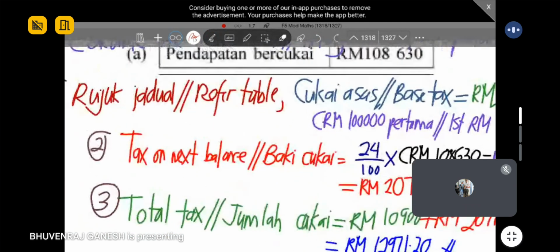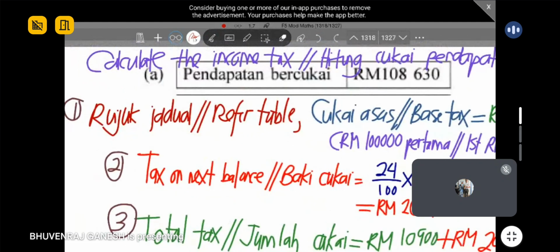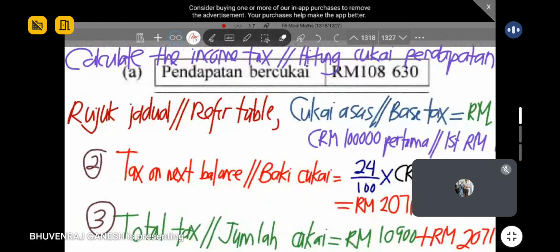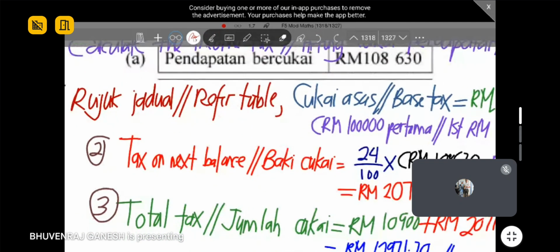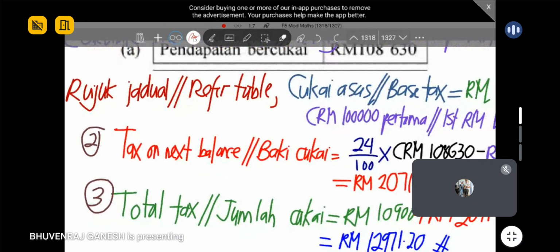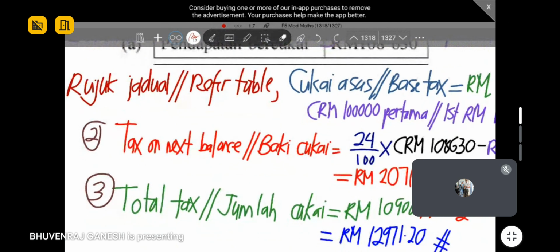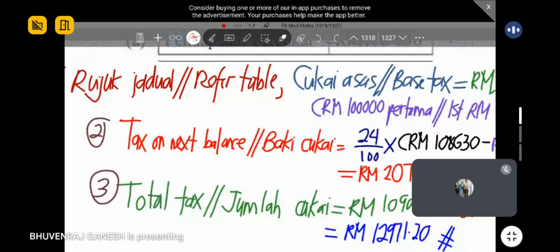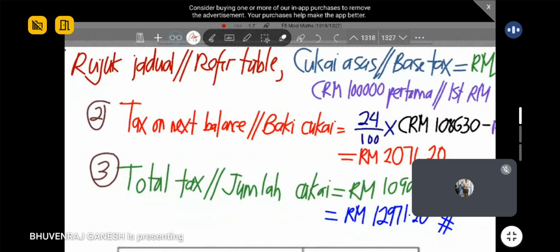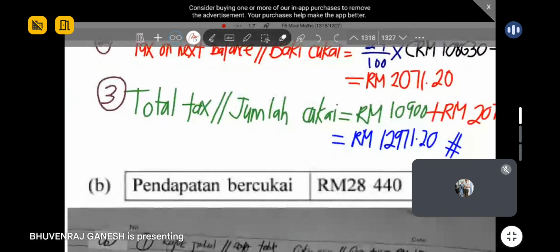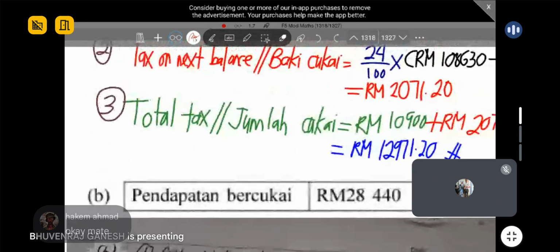So always remember these three steps, guys. Ingat tiga langkah ni. First step, cukai asas, base tax. Second step, tax on next balance, baki cukai. Third step, cari jumlah cukai, total tax. Can you all get it? So you ingat tiga langkah ni. Just remember these three steps for tax calculation. Okay? So next one, guys.